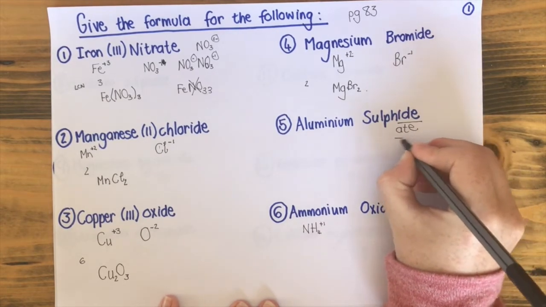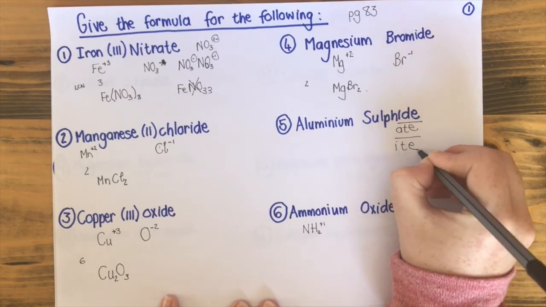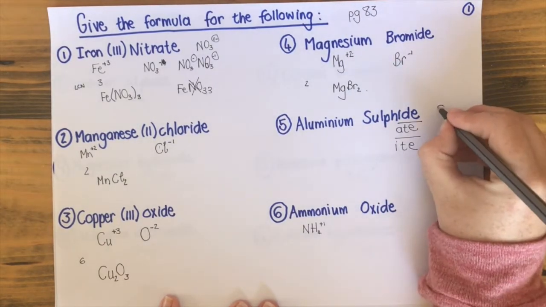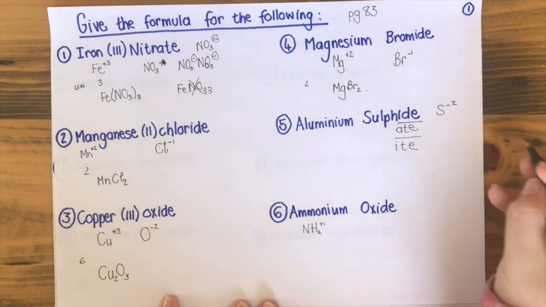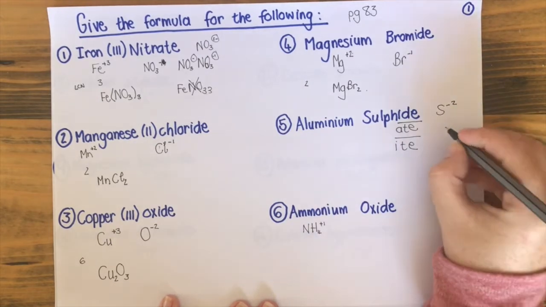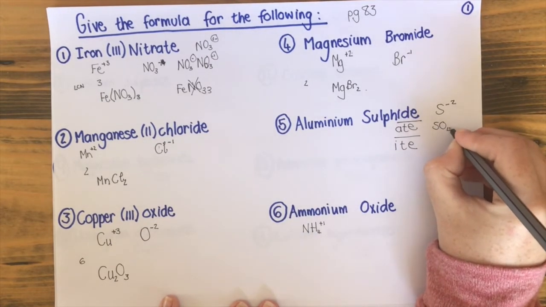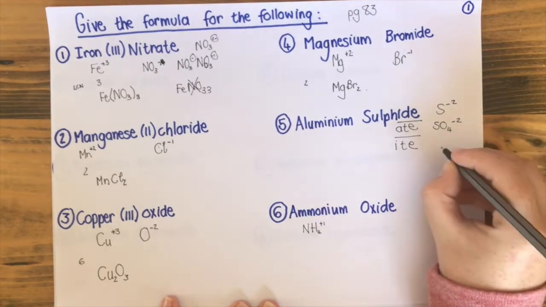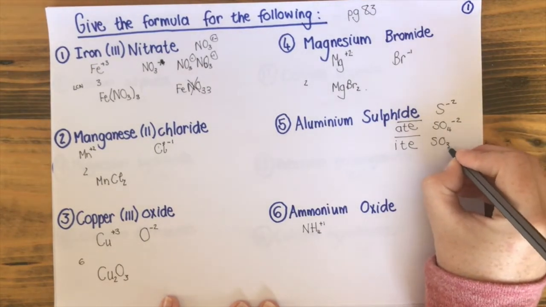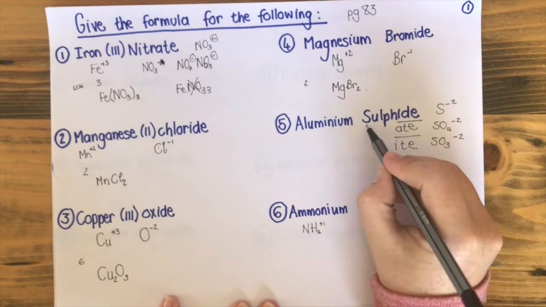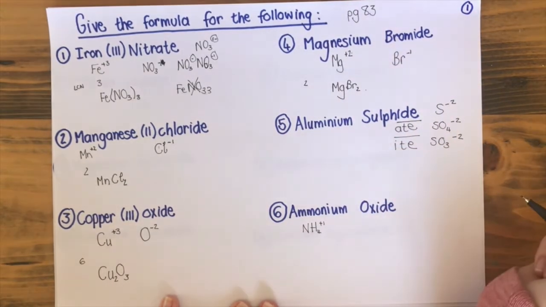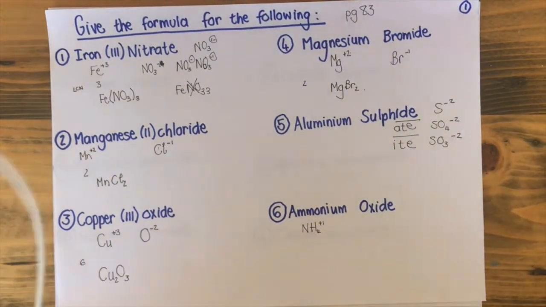Right, aluminium sulfide. You need to be careful with sulf because it can either have a suffix of ide, ate, or ite. Each of these are different. Sulfide is S-2. Sulfate is SO4-2. And sulfite is SO3-2. So paying attention to what you have there is really important.